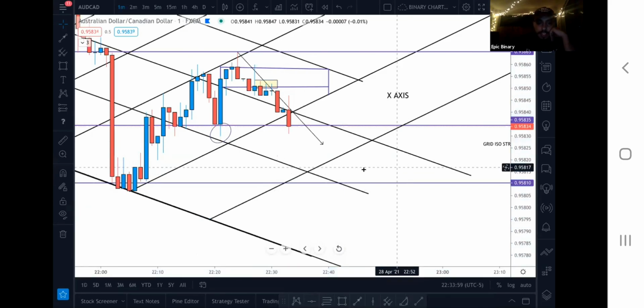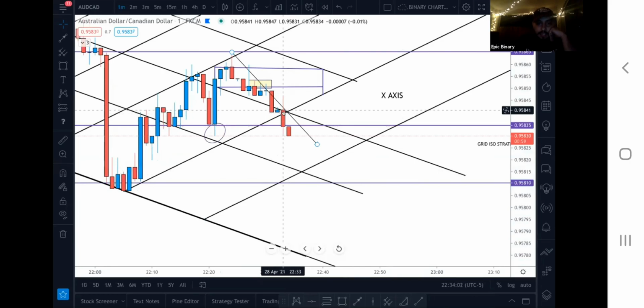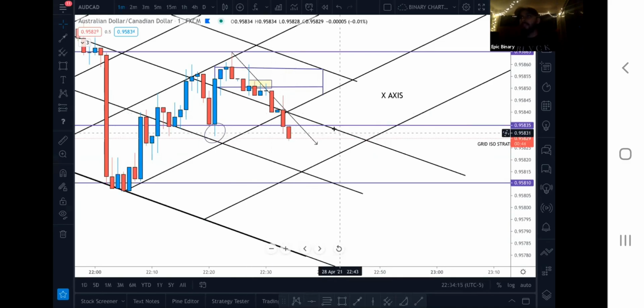Oof. X marks the spot. Look at that drop off. That was a good sell. This one's towards the top of the, I think sells are still safe here with our box structure. Sells are still safe here. At the top of the entry.